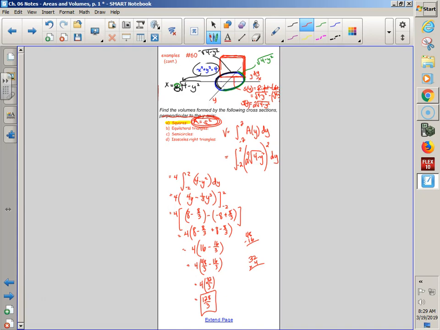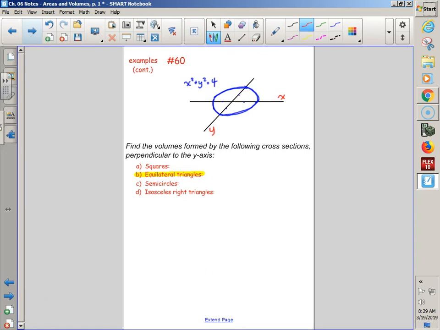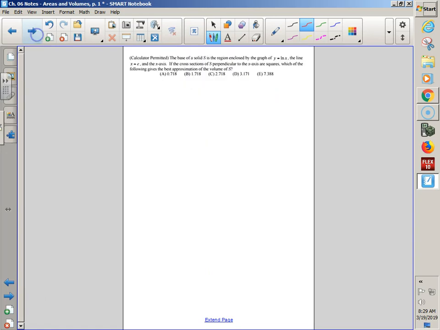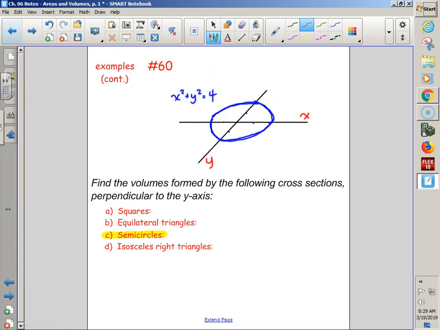So ready? I want you guys to collaborate in your groups and solve the exact same problem with the exact same foundation with different cross sections. His area formula is nasty. Let's do this one next. I'm going to switch the order. Let's do semicircles next because we've already talked about semicircles. We have an example of semicircles in our notes.